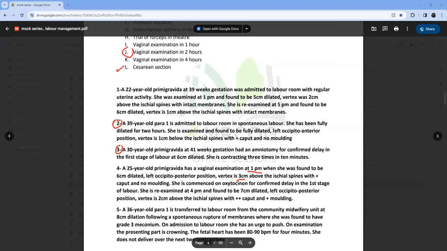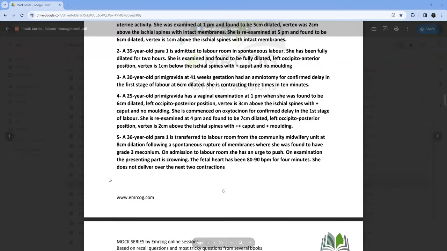Your comment, my dear Dr. Shah, for the previous question: that's why I told you that there is some conflict in this question, because it said amniotomy for confirmed delay. It should be amniotomy for suspected delay. So we solve it based on that. Otherwise, if a patient had already had amniotomy and is re-examined 2 hours later and is still the same, we go for oxytocin.